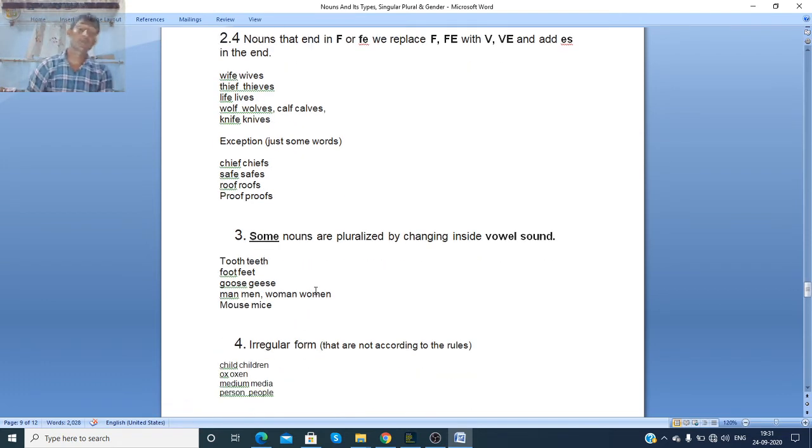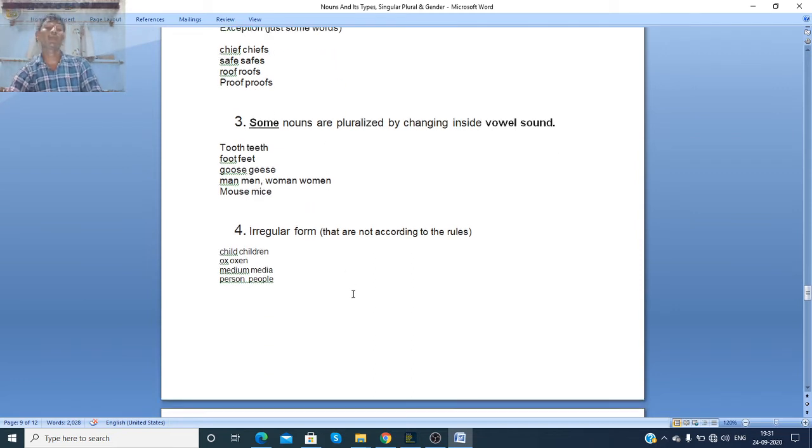Some nouns are pluralized by changing inside vowel sounds, like tooth, teeth, foot, feet, goose, geese, man, men, woman, women, mouse, mice. And here are some irregular plural forms.